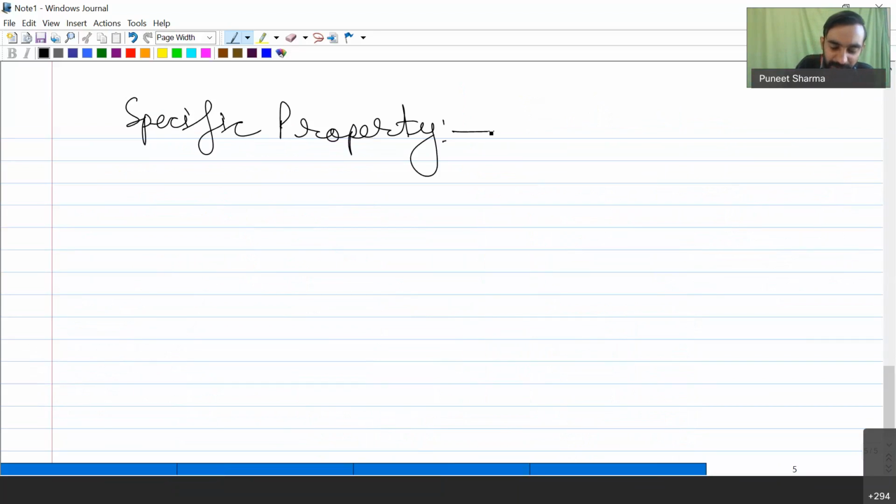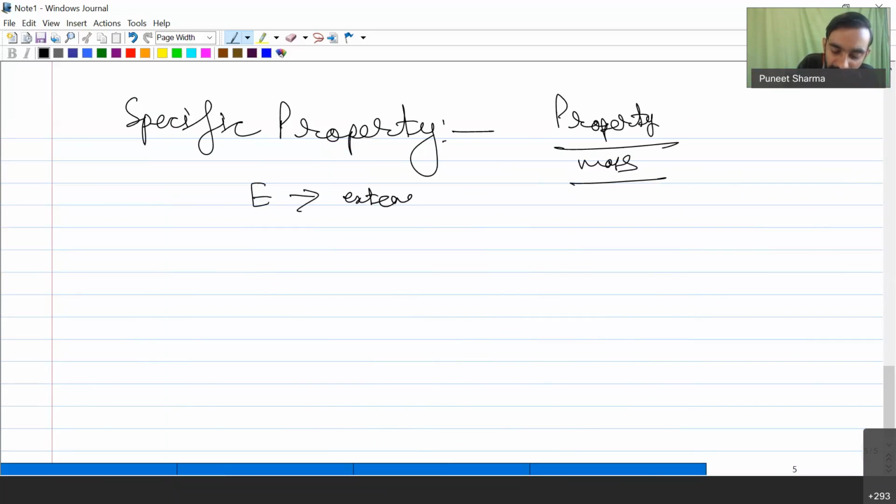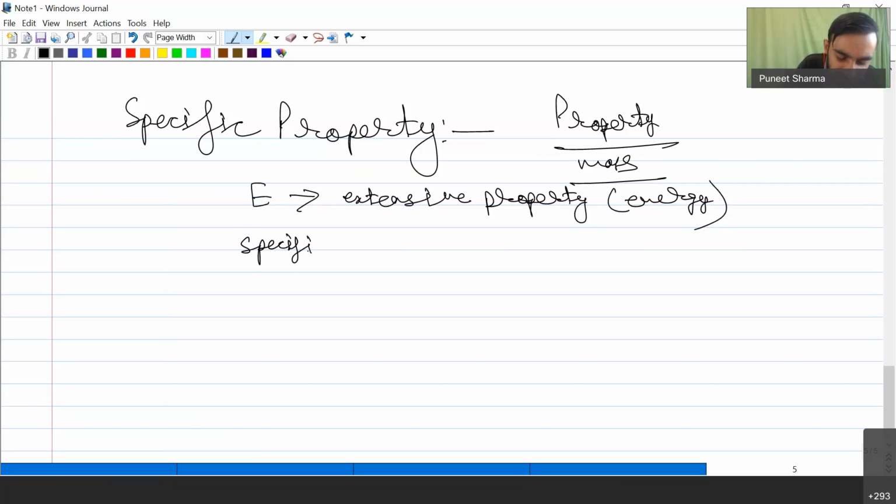So what is specific property? It is nothing but any property per unit mass, which is referred to as specific property. For example, I have told you that E is an extensive property, where E is the energy of the system. Now if I have to write specific energy, any property per unit mass is known as a specific property.